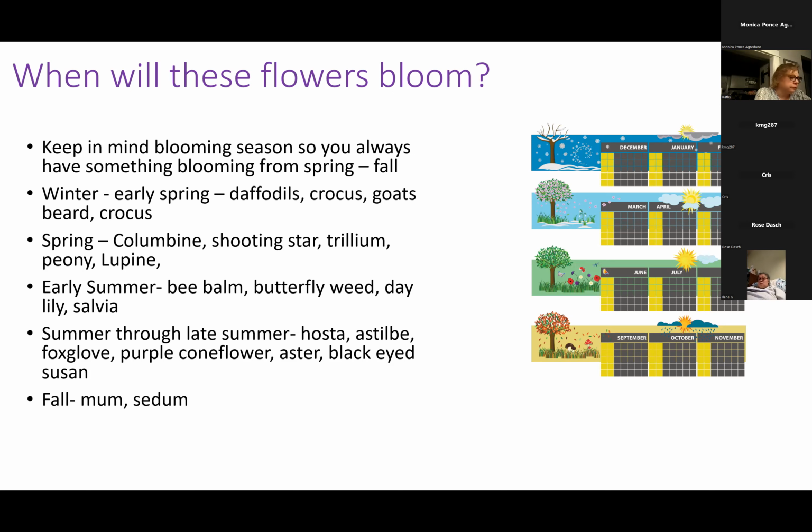For spring, you have columbine, shooting star, trillium, peony. Early summer, you see bee balm, butterfly weed, daylily, salvia, and then summer through late summer are all the ones listed there. Black-eyed Susans, I always feel, are such a great addition to any garden because they bloom for about 8 weeks, from early August or late July through probably the end of September, sometimes even October.